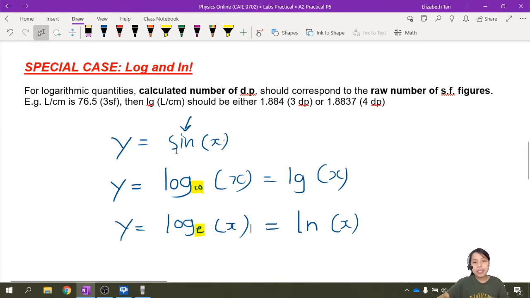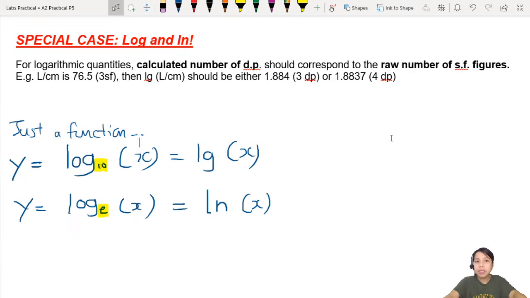Now, the interesting thing is they have a special SF convention. Let me write that for you to see. So if you look at this little statement here, for log quantities, is also a reminder from your lab manual as well. It's inside there. For log quantities, means anything that has log or ln, the calculated dp. Oh, interesting. Now the dp matters for calculated value. Calculated dp should follow the SF of raw figures.